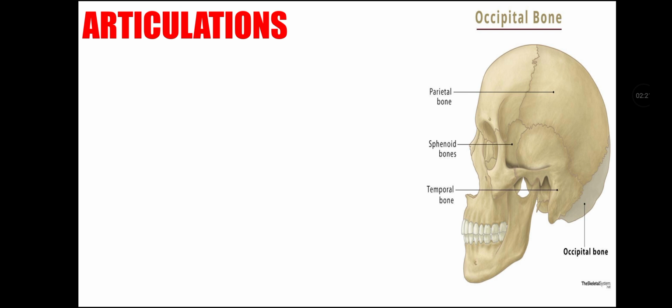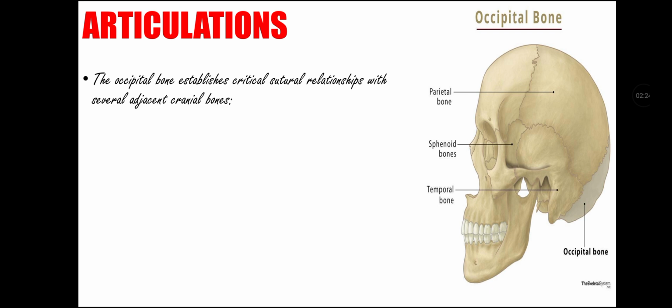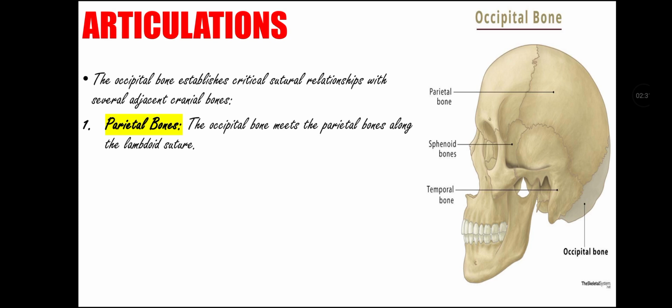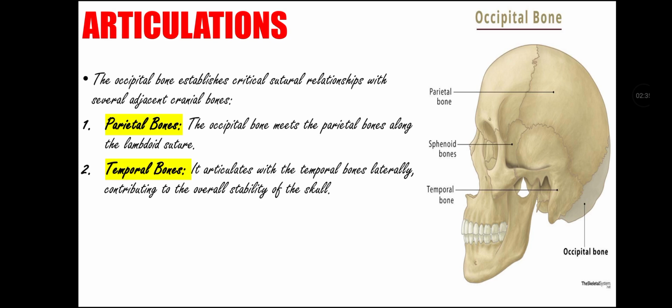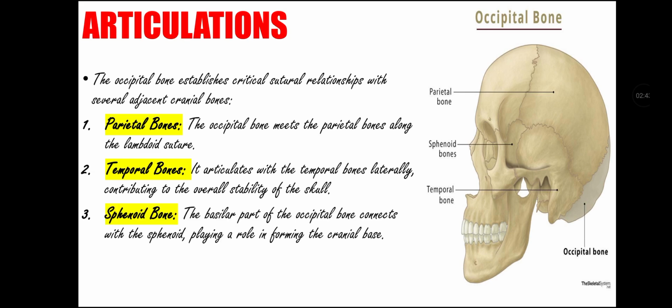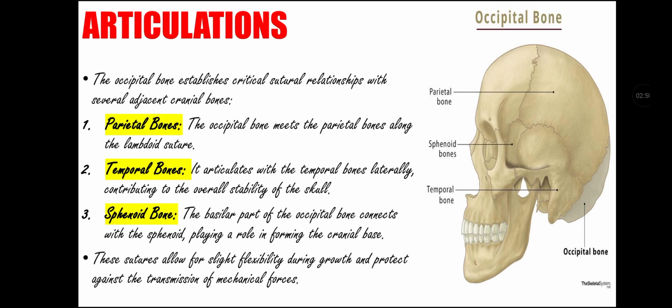Now let's talk about articulations of occipital bone. Occipital bone establishes critical structural relationships with several adjacent cranial bones, and these articulations include parietal bone, that is, occipital bone meets the parietal bone along the lambdoid suture. Temporal bone: it articulates with the temporal bone laterally, contributing to overall stability of the skull. Sphenoid bone: the basilar part of occipital bone connects with the sphenoid bone, playing a key role in forming the cranial base. And these sutures allow for slight flexibility during growth and protect against the transmission of mechanical forces.